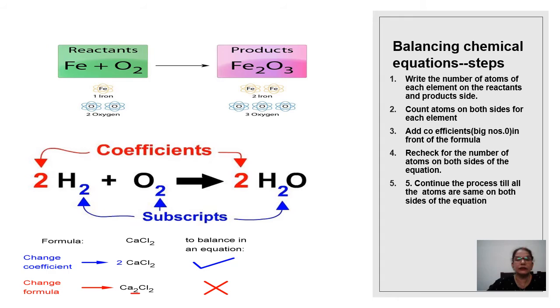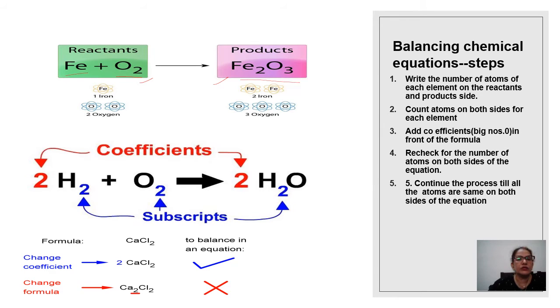So let us see an equation of iron reacting with oxygen. Iron reacts with oxygen to give iron oxide. Okay. So now iron is Fe, oxygen O2 gives Fe2O3. These are the reactants, these are the products. Now you all know these terms very well.